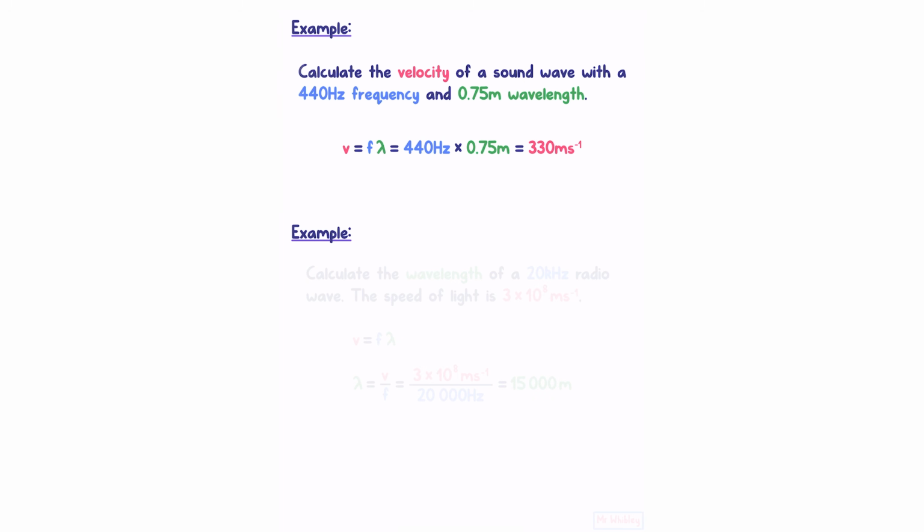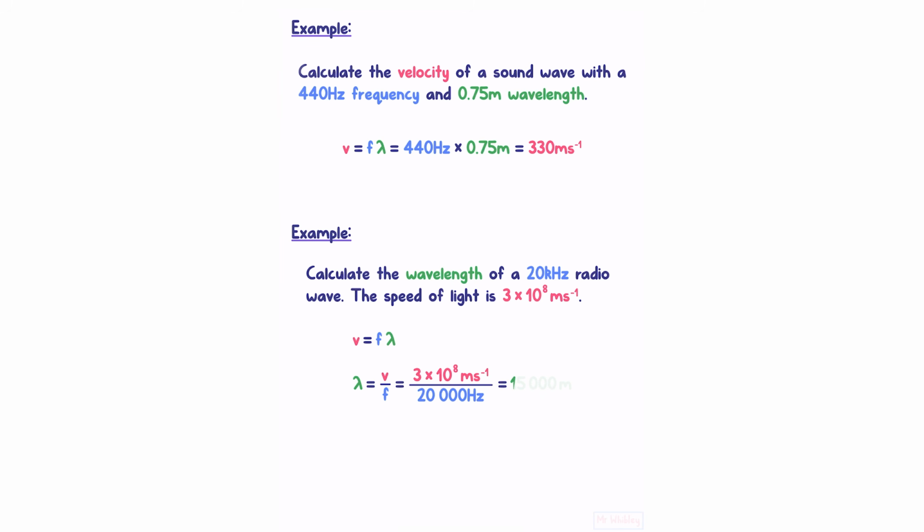Going through another example, calculate the wavelength of a 20 kHz radio wave. The speed of light is 3 times 10 to the 8 meters per second. Knowing that velocity is frequency times wavelength, we can rearrange for wavelength by dividing both sides by frequency, put in our numbers, which gives us 15,000 meters.